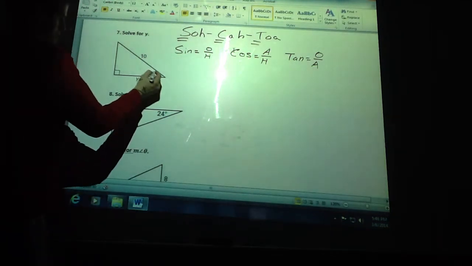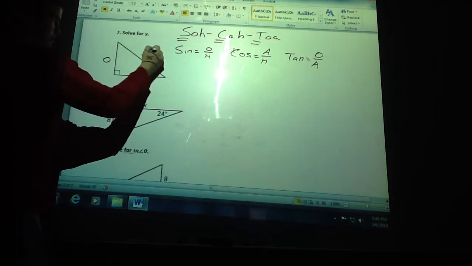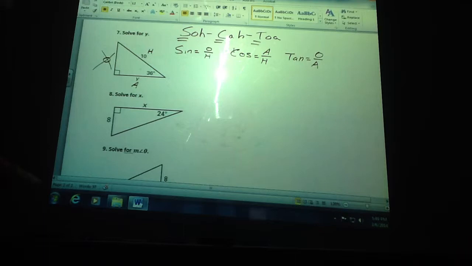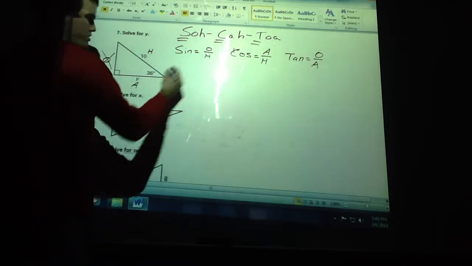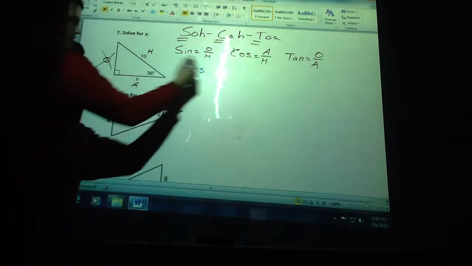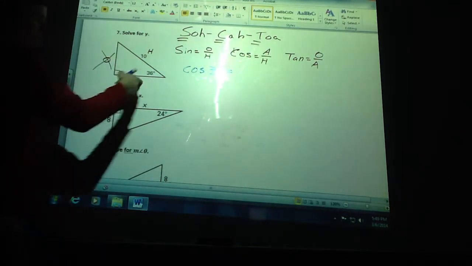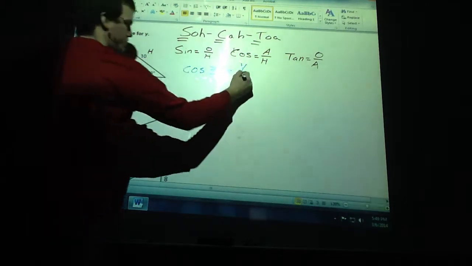Okay? So here's the angle I'm looking at. First label, there's my opposite, there's my adjacent, there's my hypotenuse. Well, I don't need the opposite side, so now from looking at this, I know I'm going to use the adjacent and hypotenuse. Which one uses adjacent and hypotenuse? Cosine. So I have the cosine now of the angle, which is 36, equals adjacent, which is y, over the hypotenuse, which is 10.